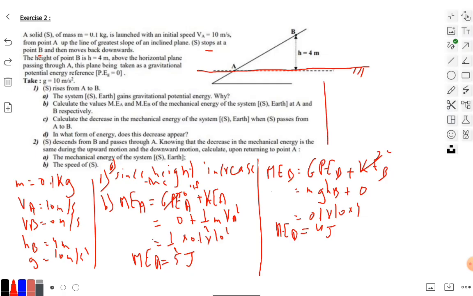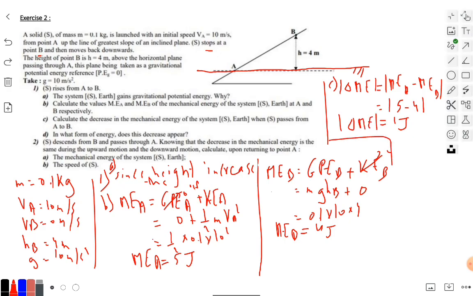Part C, calculate the decrease in the mechanical energy. The decrease in mechanical energy is equal to the absolute value of delta ME, equal to the absolute value of ME at point A minus ME at point B, equal to 5 minus 4, equal to 1 joule. So this is the decrease in the mechanical energy.